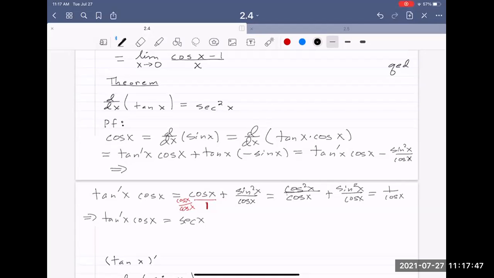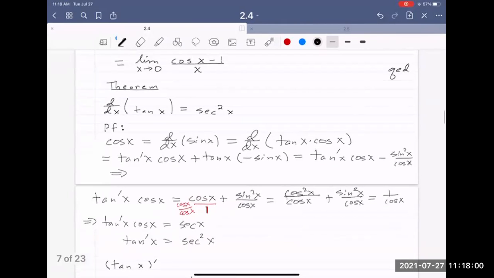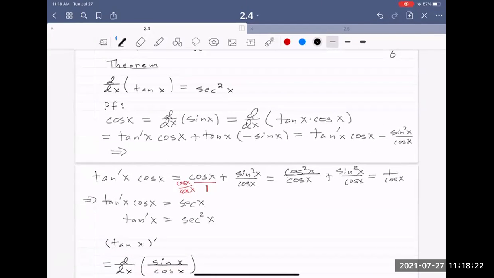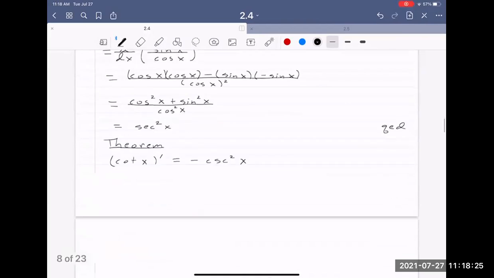Divide both sides of your equation by cosine. Just the same as multiplying by secant, so you get secant squared. It's not easy. It's longer. Okay, so that's why I didn't do it. I thought it would have been shorter, but actually it's slightly longer. Okay, so do it the first way. Any questions about that? That the derivative of tangent is secant squared. Okay.